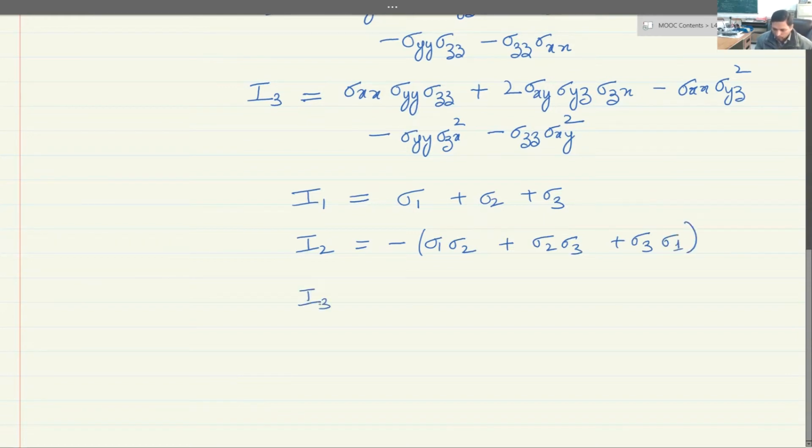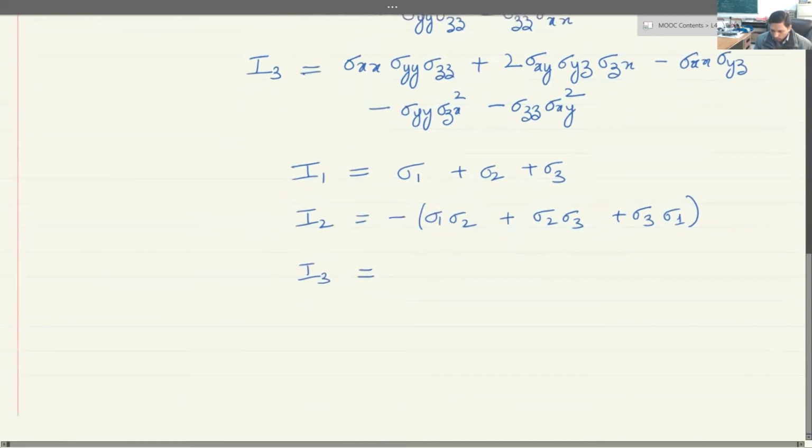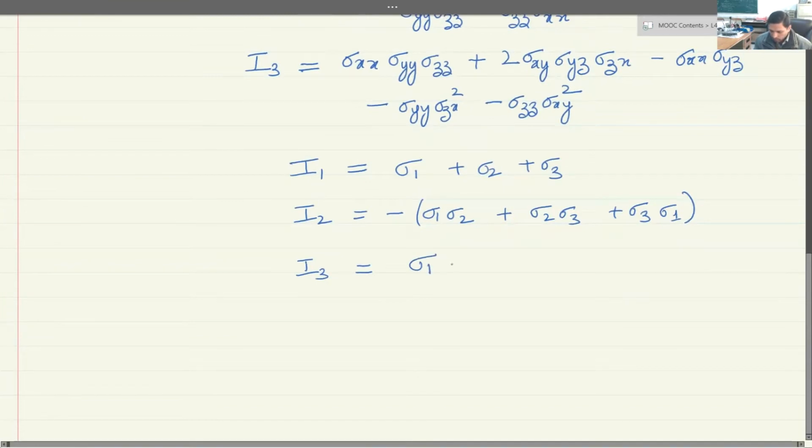and similarly if you look at I3, if you get rid of all the shear stress components, then all these terms go away and you have only the first element, which means it will become sigma 1 times sigma 2 times sigma 3.